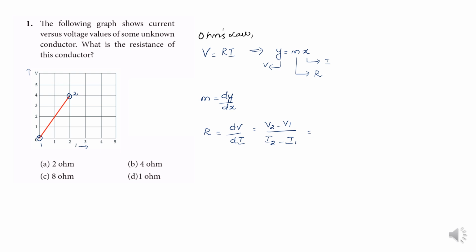So at 1, current I1 is equal to 0, V1 is equal to 0. At 2, I2 is equal to 2 and V2 is equal to 4. So coming back, we have 4 minus 0 by 2 minus 0, which is 2 ohms. So the value of the resistance of the unknown conductor is 2 ohms. That means option A.